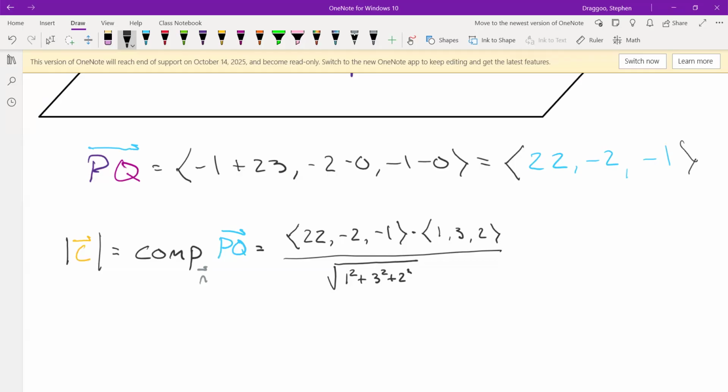One last thing I should add on here is probably an absolute value around this dot product. Since we won't consider a distance to be negative in this case, we'll just look at the distance being an absolute value. It doesn't matter if I'm going to be above or below the plane. If I'm 4 away, it doesn't matter if I'm 4 up or 4 down, my distance is 4.